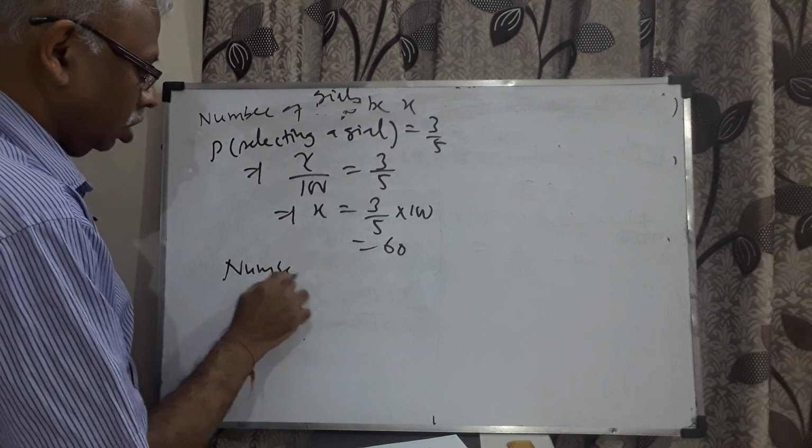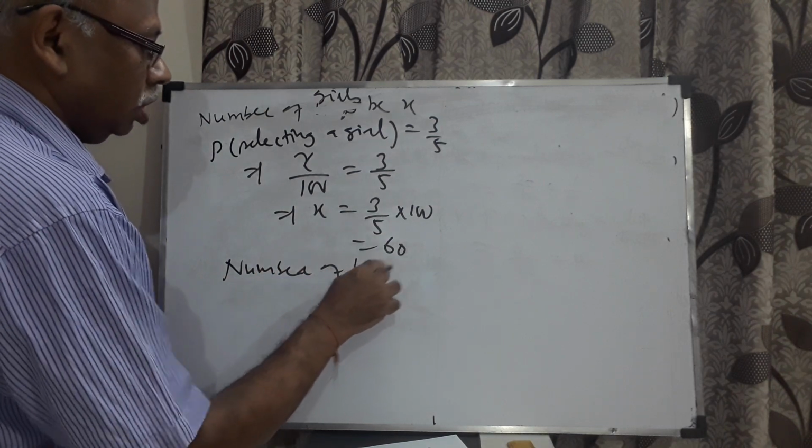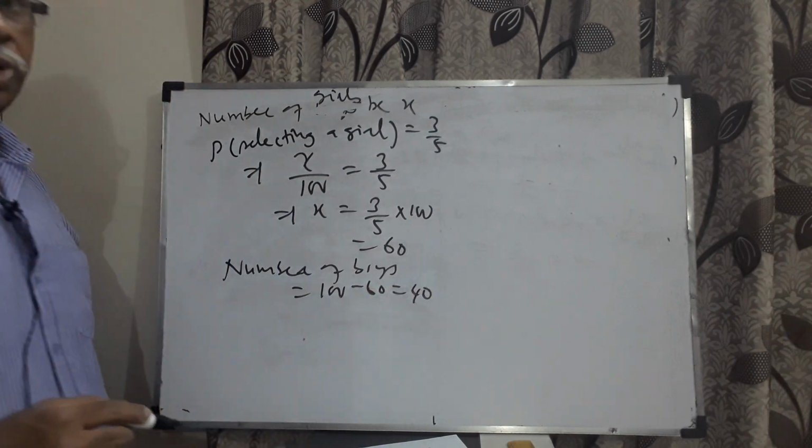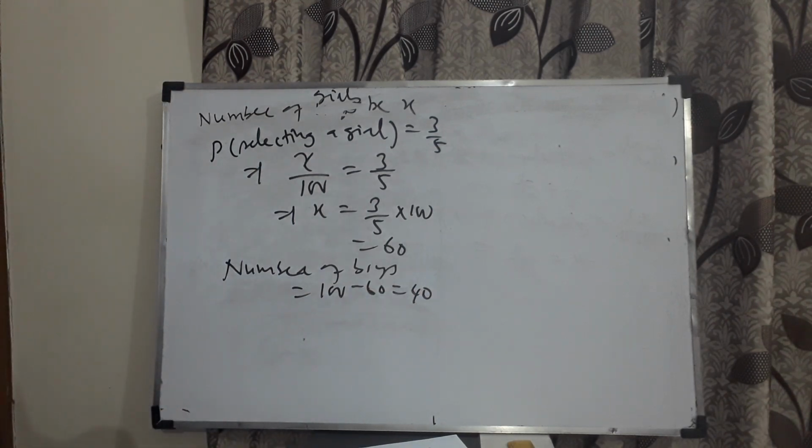Now the number of boys here will be 100 minus 60, which is 40. Therefore, number of girls in the class will be 60 and number of boys will be 40. It's very simple to follow. It's not at all difficult.